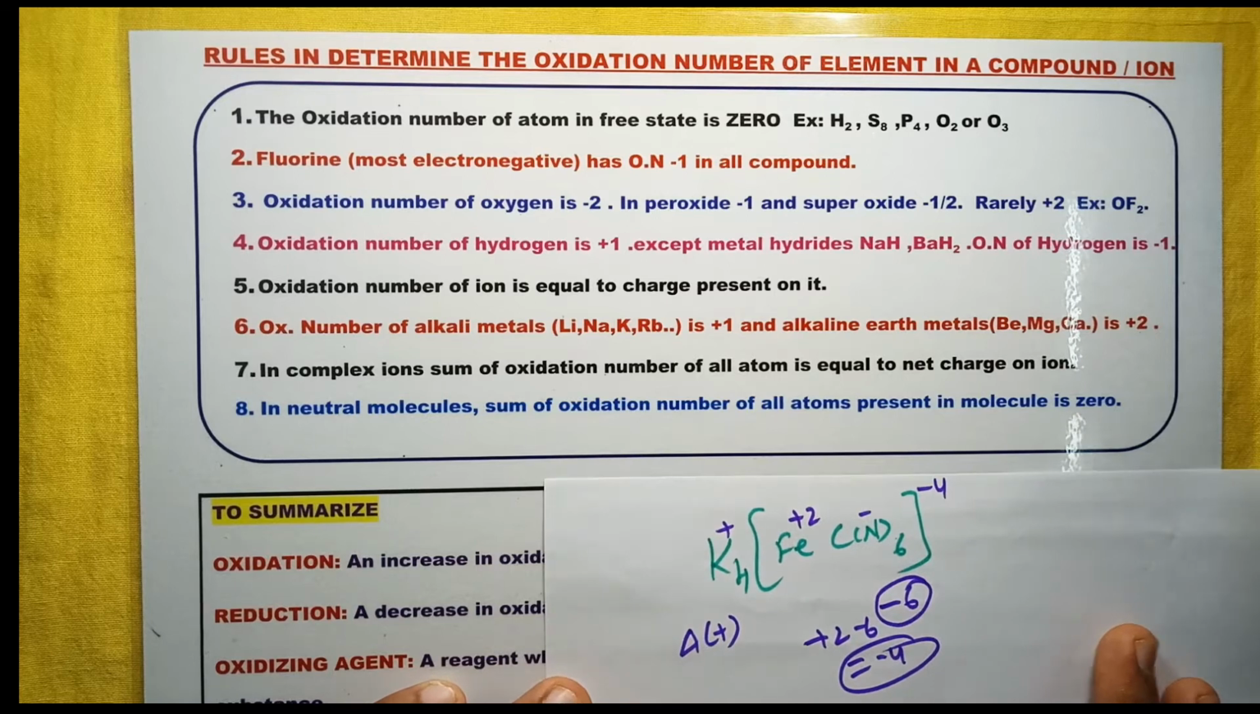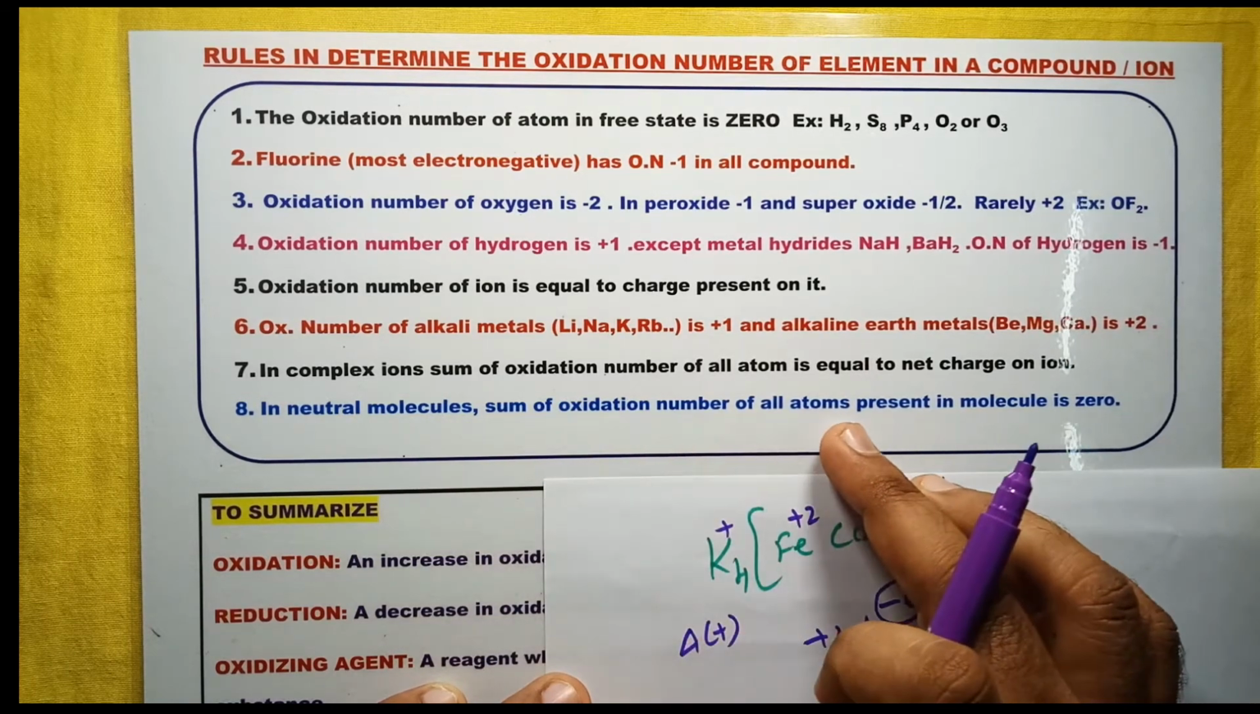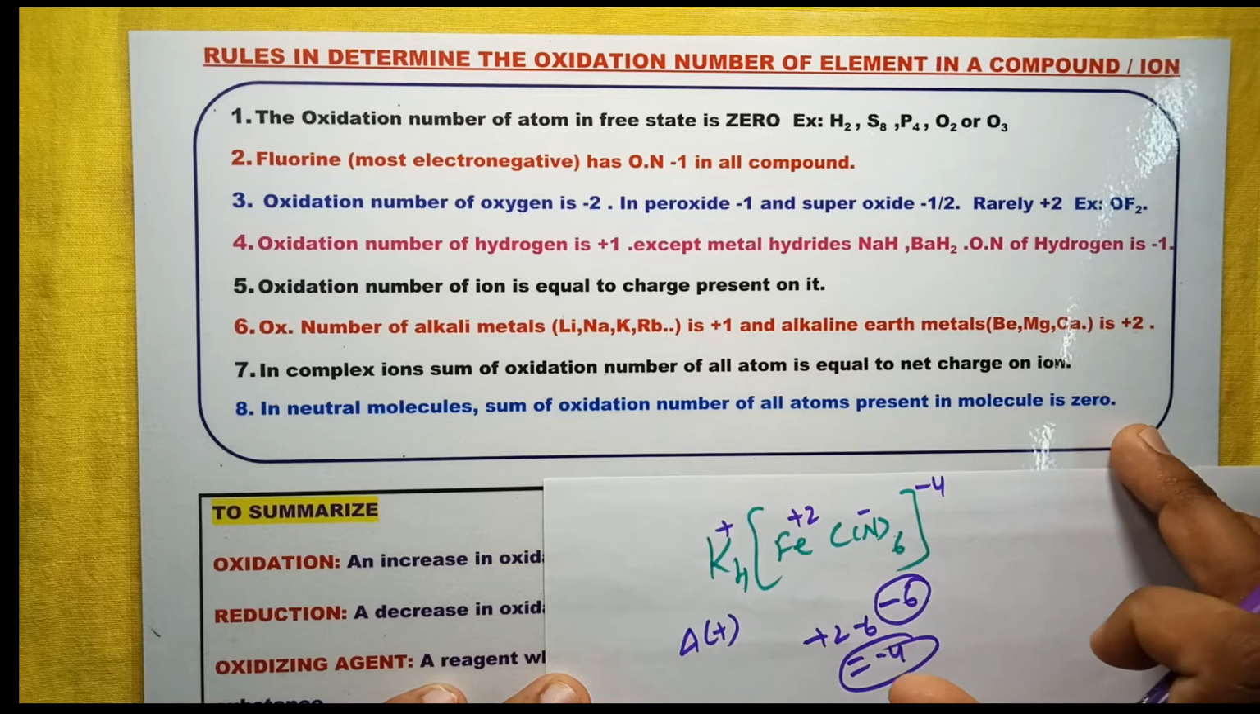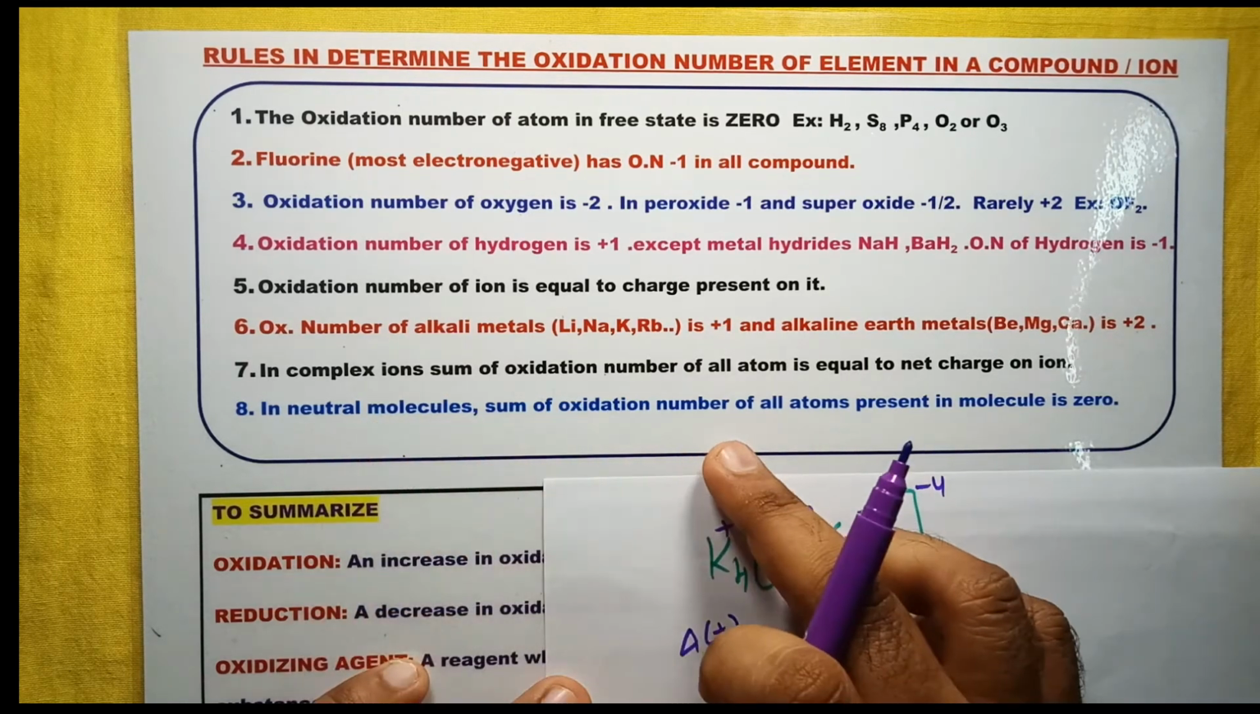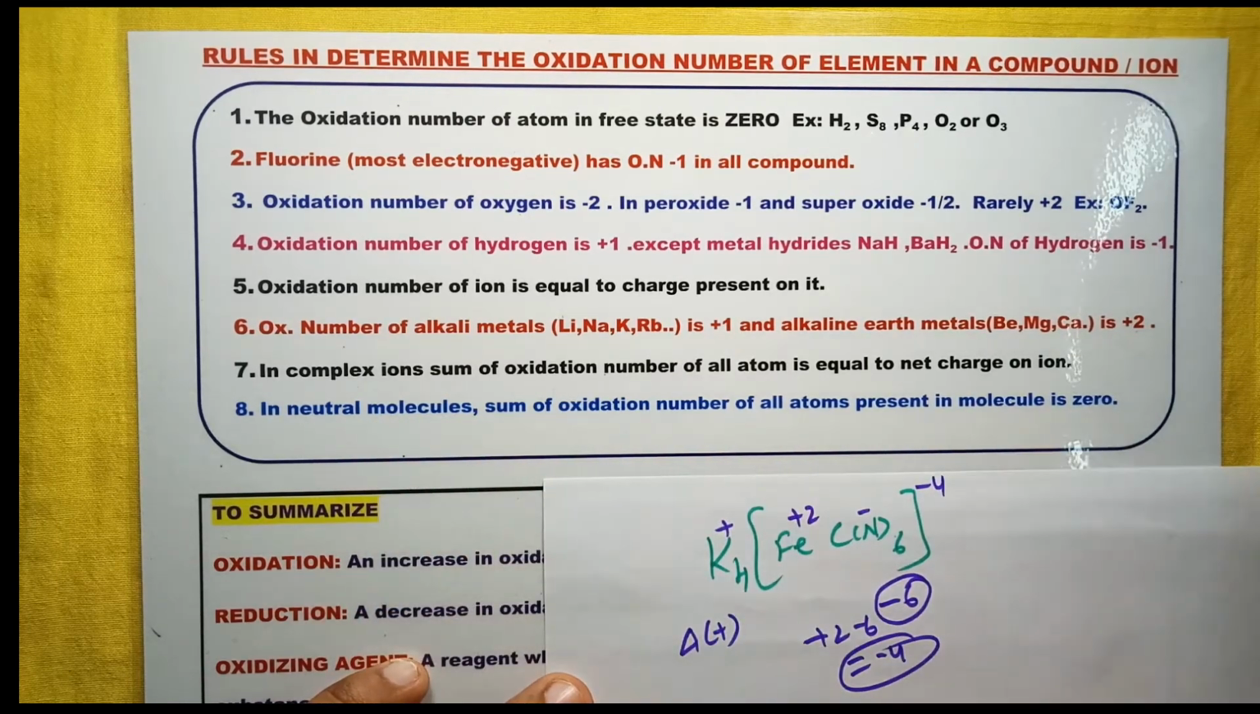Next, move to the last rule. In neutral molecules, the sum of the oxidation numbers of atoms present in the molecule is 0.